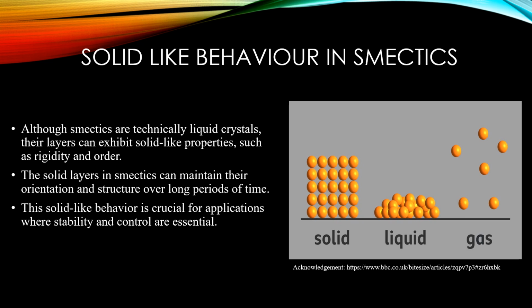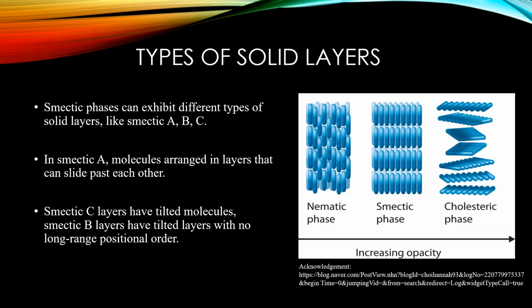The solid layers in smectics can maintain their orientation and structure over long periods of time. This solid-like behavior is crucial for applications where stability and control are essential. Smectic phases can exhibit several types of solid-like behavior, including mechanical rigidity, reduced flow, and elasticity. Some examples of solid-like behavior in smectics are smectic B, smectic F, smectic I, and other complex smectic phases.